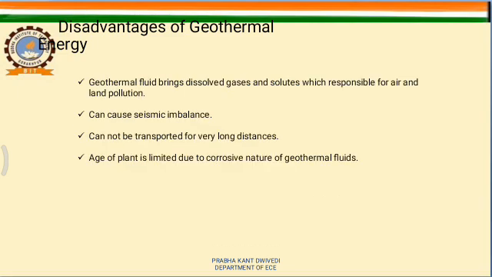Coming to the disadvantages. When the fluid is pulled out from the ground, it contains some solids and dissolved gases which are very harmful for the environment, and the system can cause seismic imbalance. The electricity from this system cannot be transported over very long distances. The age of these types of plants is very limited, because the water from the ground is corrosive in nature.